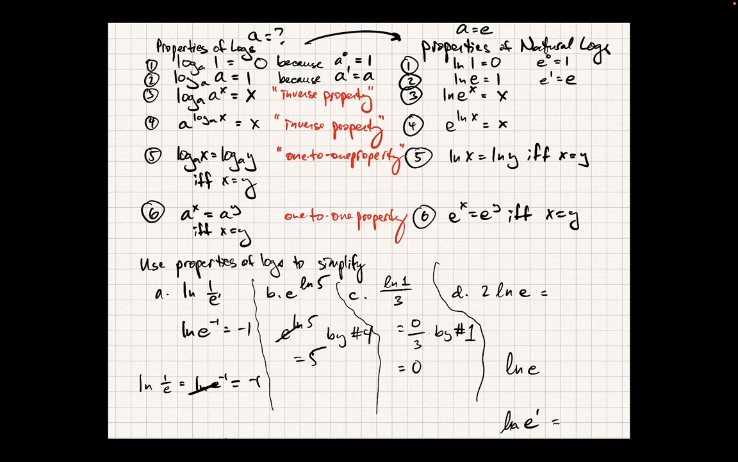Do you see that? So you see for 3 and 4, they're letting us cancel. These are inverse properties, so they can cancel out. That just leaves whatever that exponent was, whatever that x was. That's all we have left.